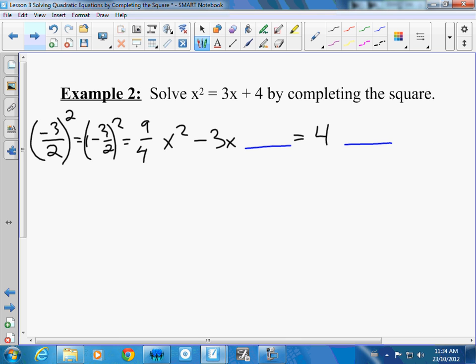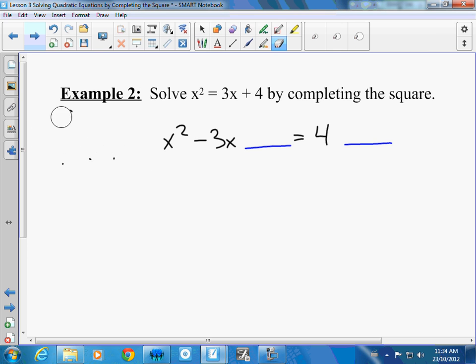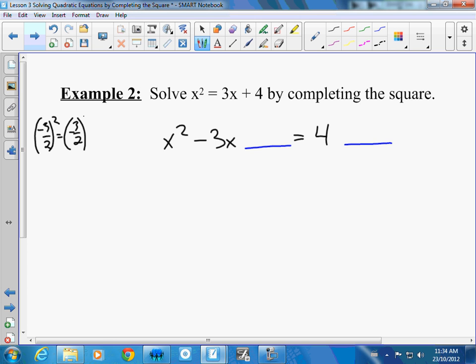Ran out of room there, didn't I? I'm going to combine this, make it a little smaller here on the side. So negative 3 over 2 squared equals 9 over 4. What's 3 times 3? What's 2 times 2? 9 over 4. Okay, that's what you're doing. Oh, what's negative times negative? Positive. Don't do that.